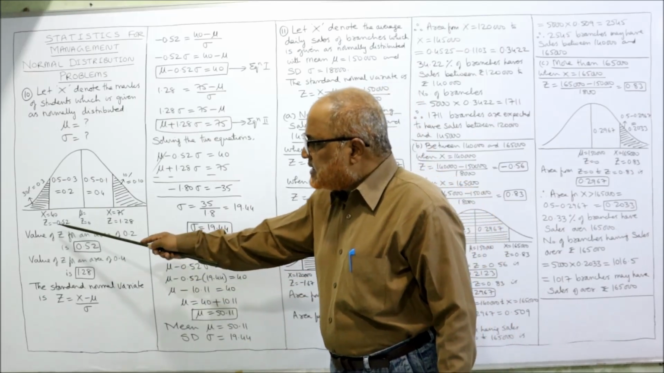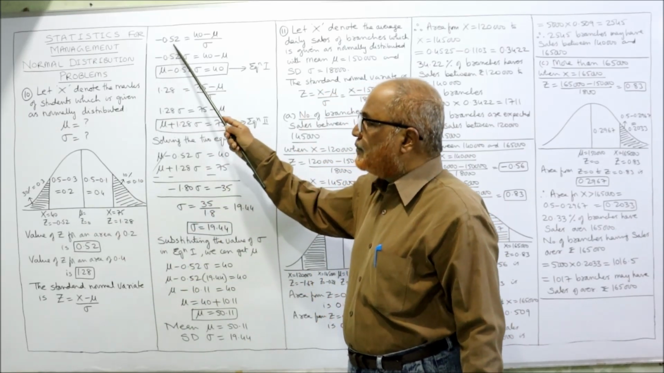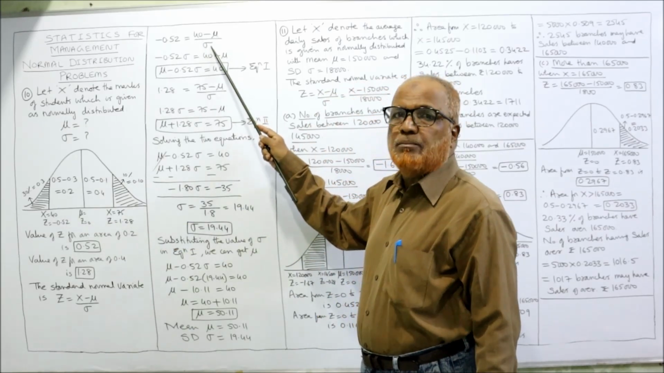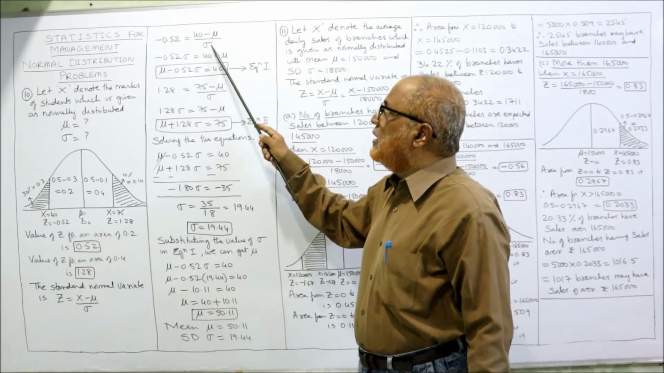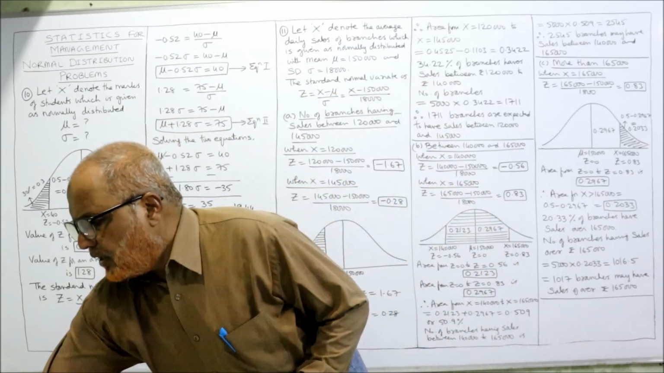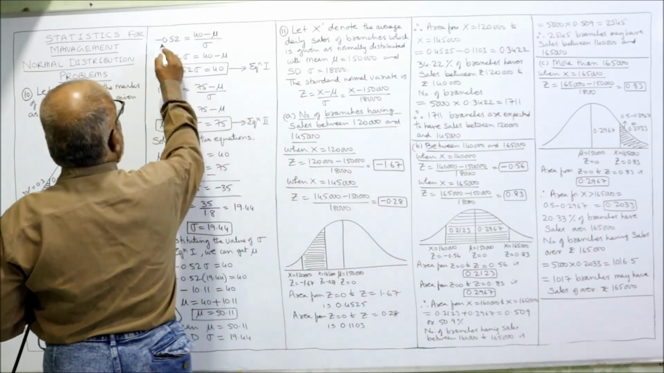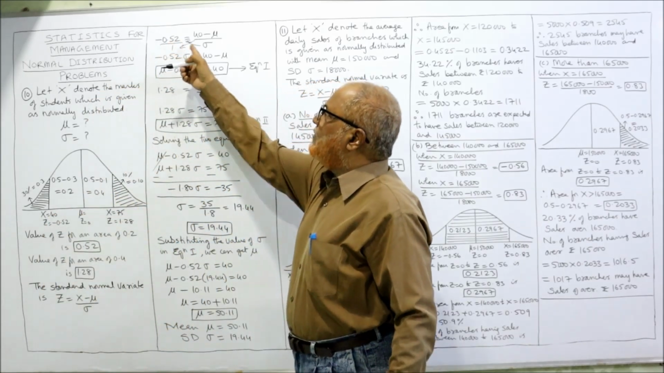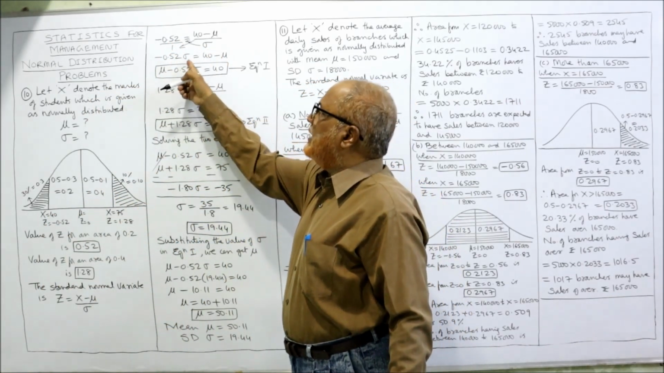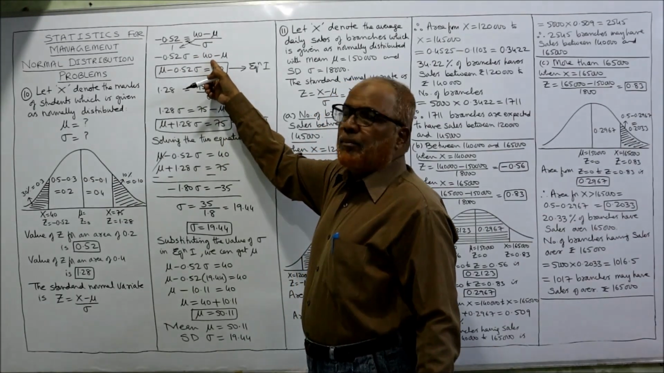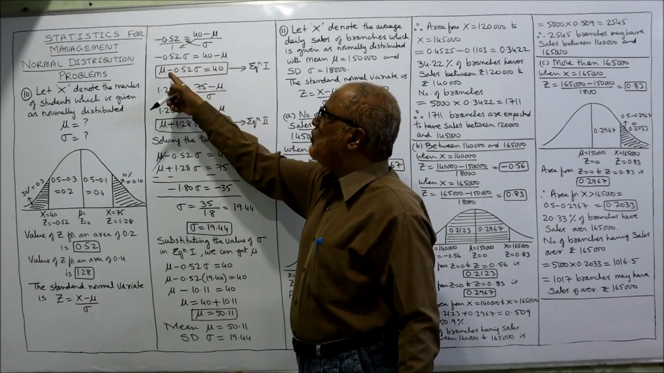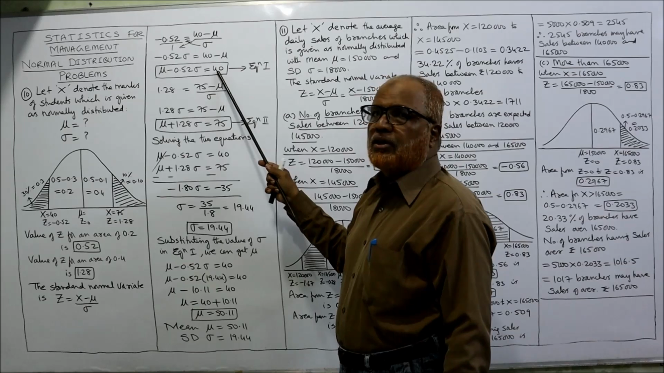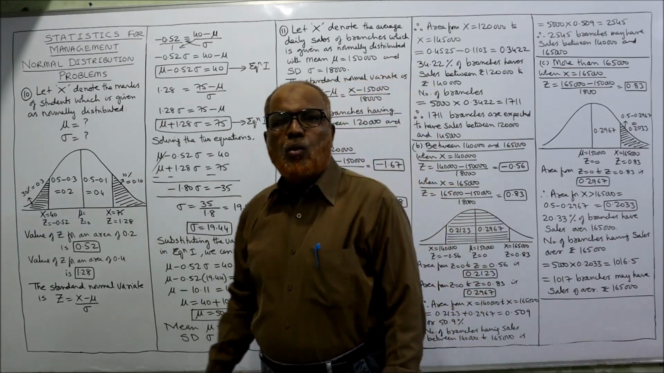Now we substitute. Z is equal to minus 0.52 is equal to X, X is 40. So 40 minus mu divided by sigma. We don't have mu, we don't have sigma. Now cross multiply. Minus 0.52 sigma is equal to 40 minus mu. Bring this mu to the left hand side, so minus mu will become plus mu. So mu minus 0.52 sigma is equal to 40. This is equation number 1.